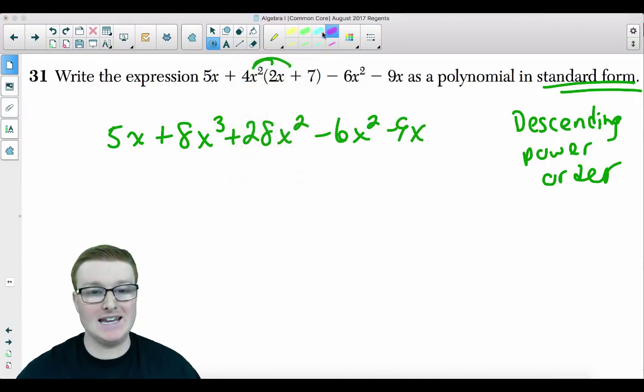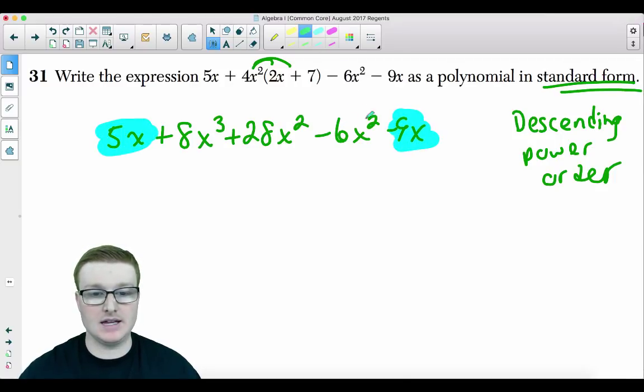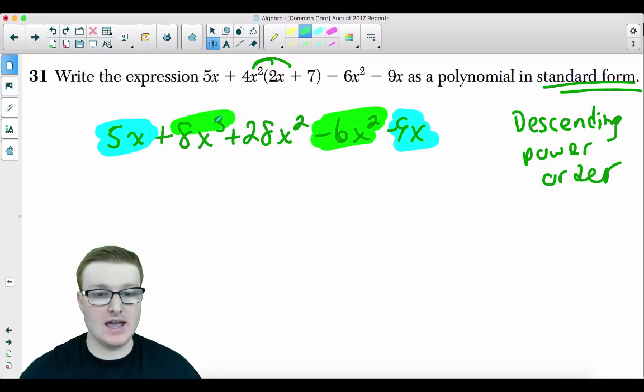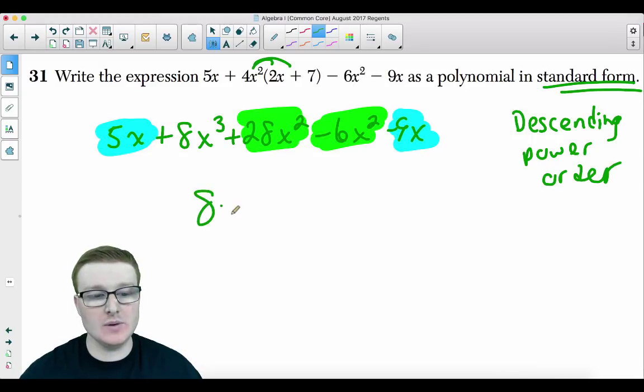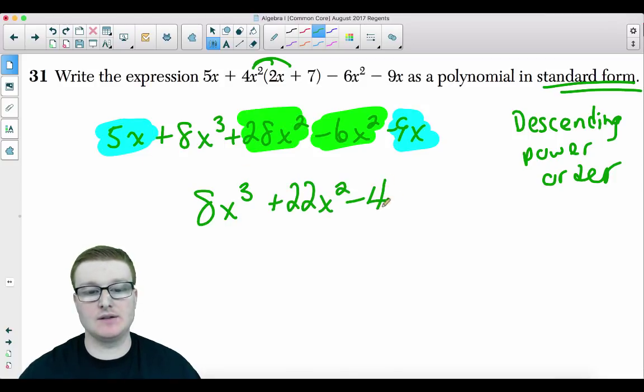We are going to combine like terms. The 5x with the negative 9x. The negative 6x squared with the 28x squared, and the 8x to the third just by itself. So we get 8x to the third. 28x squared minus 6x squared gives you positive 22x squared. And 5x minus 9x gives you negative 4x.